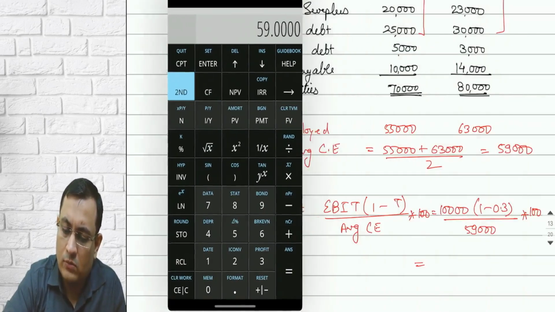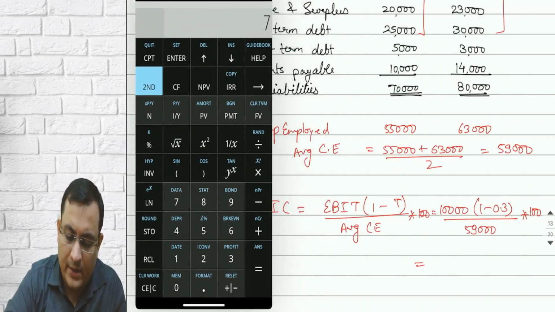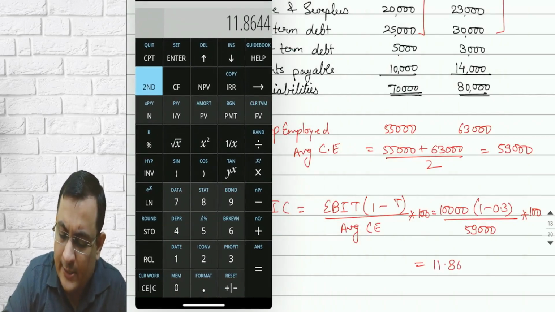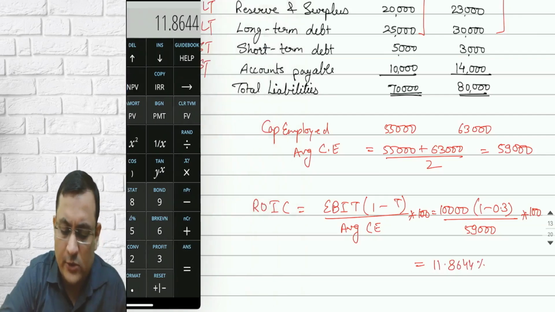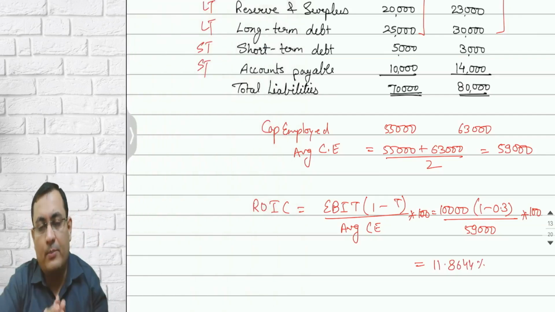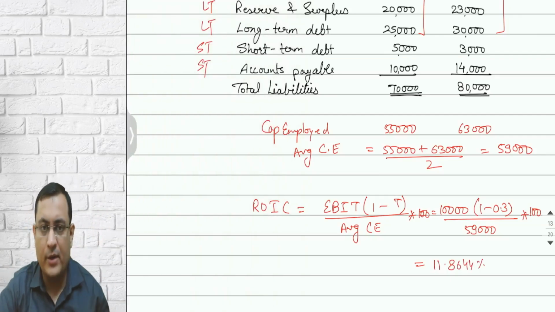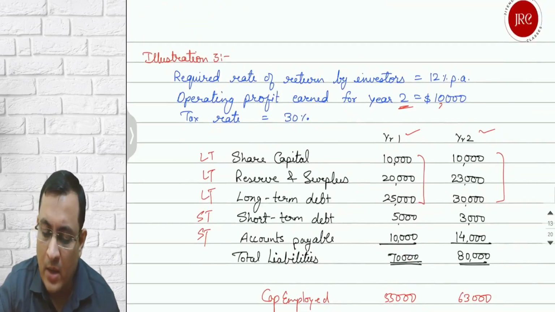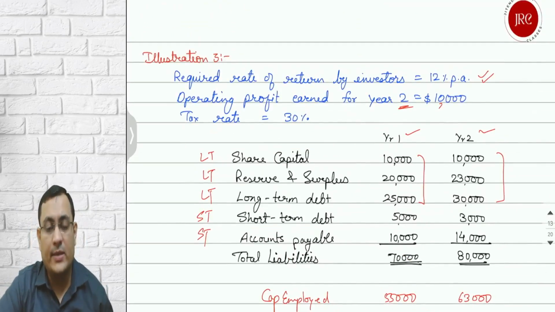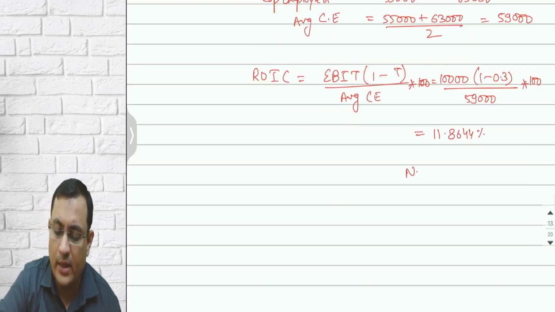10 into 0.77 divided by 59 is equal to 11.8644% per annum. So the overall company is generating 11.866%, whereas the required rate of return by the investor is 12%. You should not be investing. Do not invest.